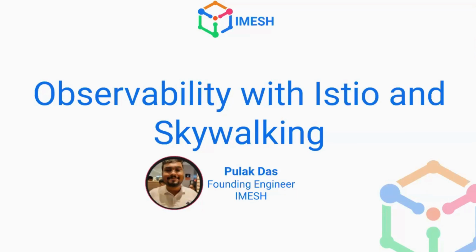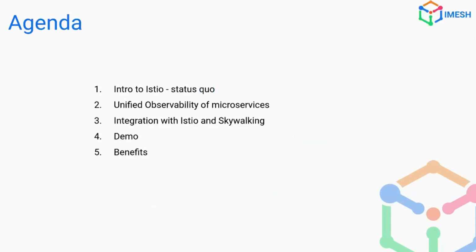So moving on to the next slide. In this video, we'll be talking about the following things. I'll give us a status quo: what Istio is, how to implement it and all that. We'll look at what unified observability looks like with microservices. We'll talk about integration with Istio and Skywalking. And there will be a short demo.